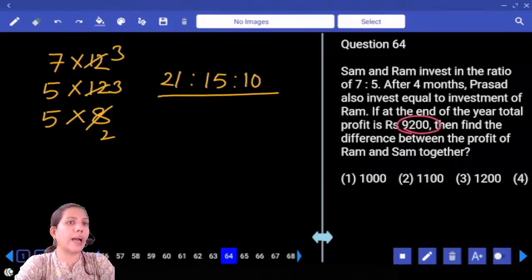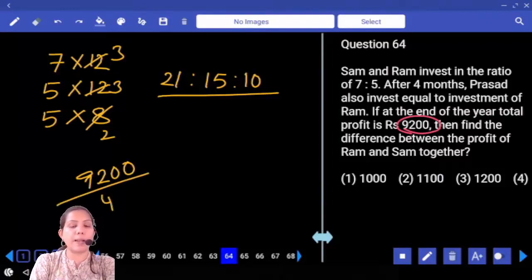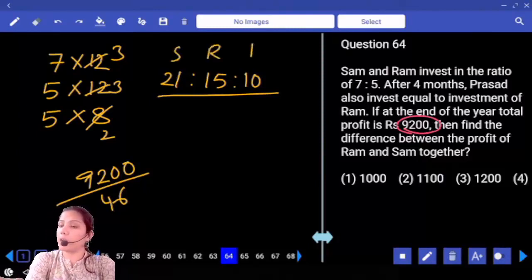And what is 9,200? Total profit or Ram, Shyam, Prasad alone profit or total profit? Total profit. Ram is equal to how many parts? 21. Shyam? 36. 36 plus 10? 9,200 is the total profit, and total profit in ratio is equal to how many parts? 46 parts.